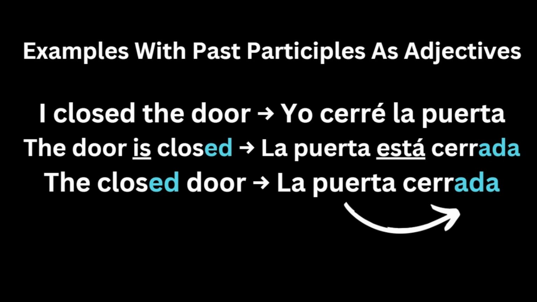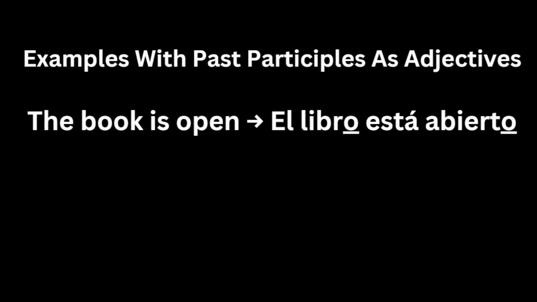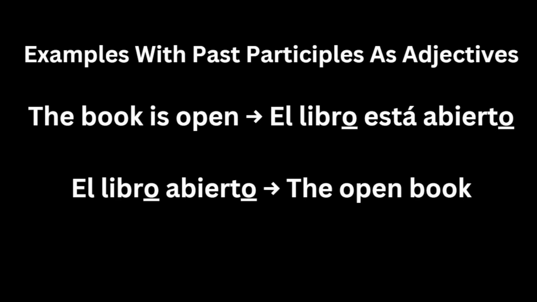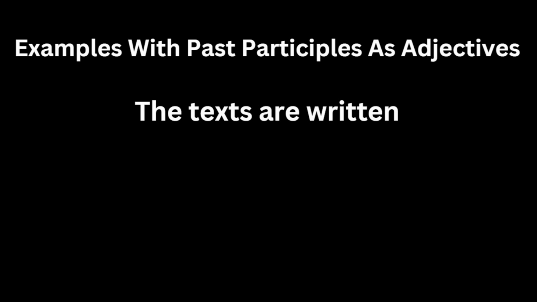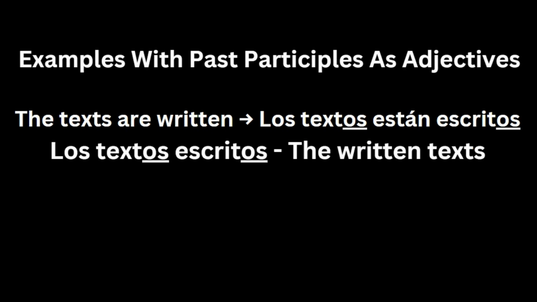And here are some examples. How would you say the phrase, the book is open? El libro está abierto. And now, how would you say this phrase without estar? El libro abierto, meaning the opened book, with abierto being an irregular adjective. How would you say the texts are written? Los textos están escritos. And now, how would you say this phrase without estar? Los textos escritos, the written text.